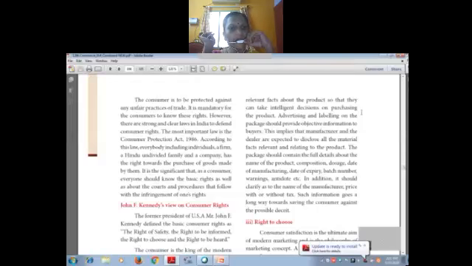According to this law, everybody, including an individual, a firm, a Hindu undivided family, and a company, has the right regarding the purchase of goods made by them. It is significant that as a consumer, everyone should know the basic rights as well as the codes and procedures that follow the infringement of one's rights.